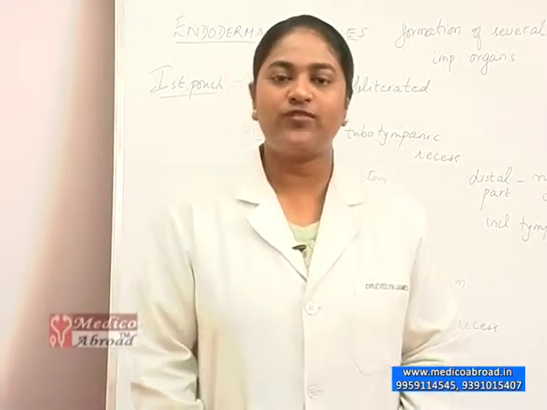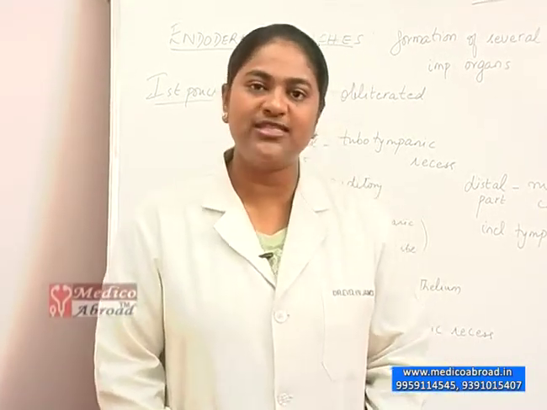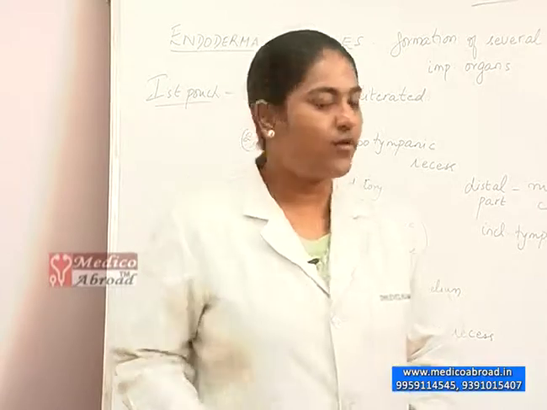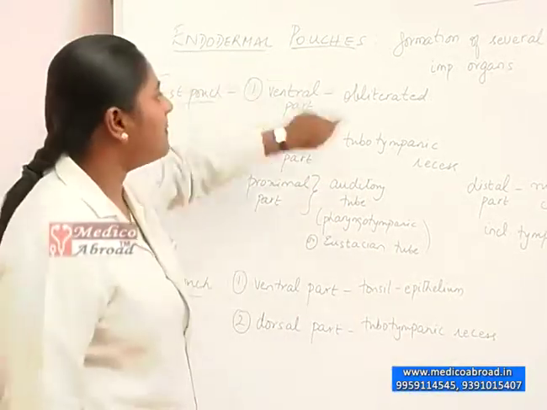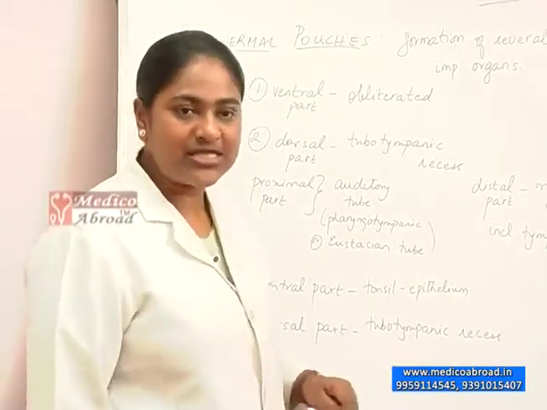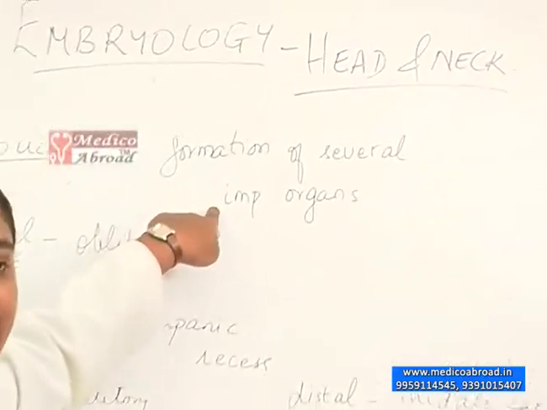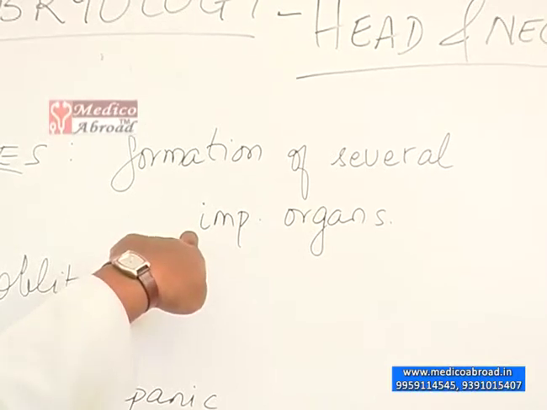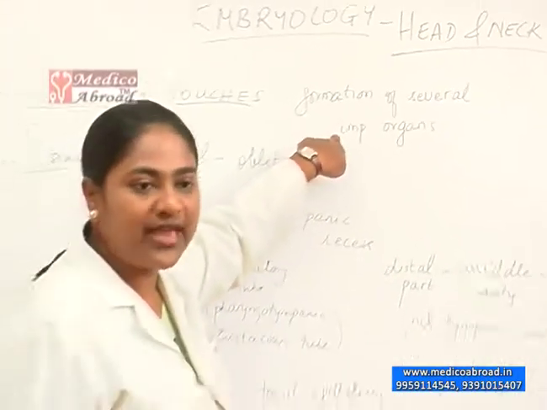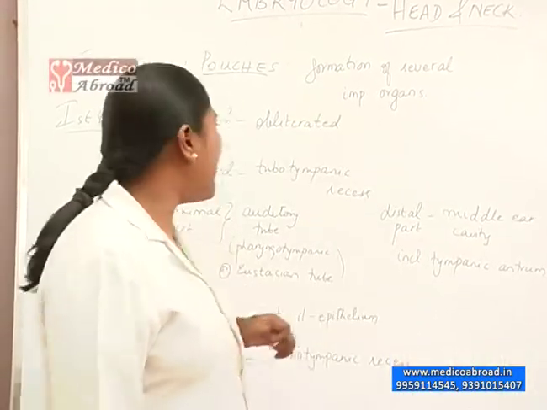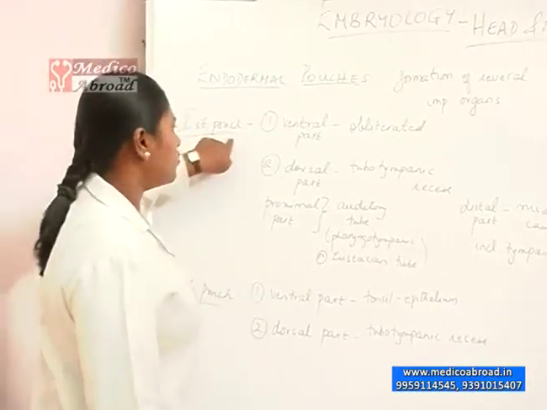Let's now look at the fate of the endodermal part of these branchial pouches. They actually participate in the formation of several important organs related to the ear and the roof of the mouth cavity. So you have the first pouch.